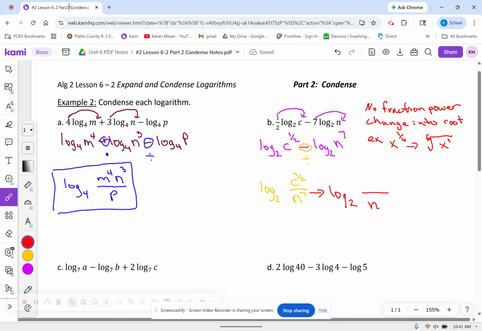We're not going to worry about n to the 7th power. We're going to leave that alone. But on the top, you would want to change it into c to the 1st inside, and then an index number of 2 on the outside, so the square root of c. And that would make your final answer.